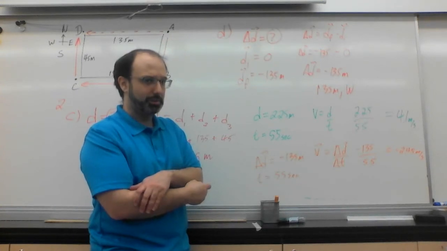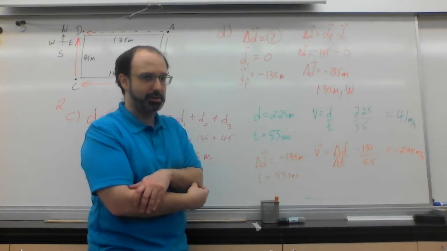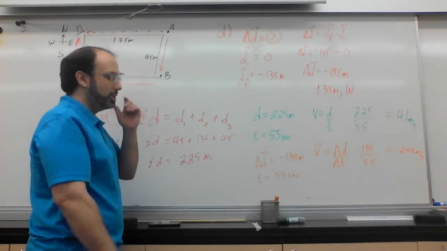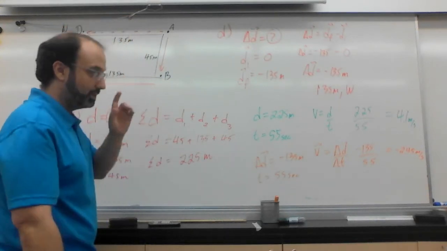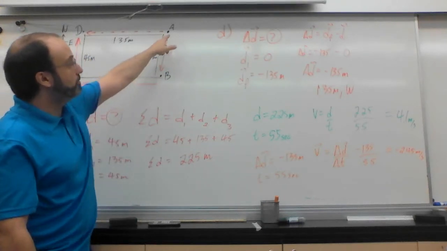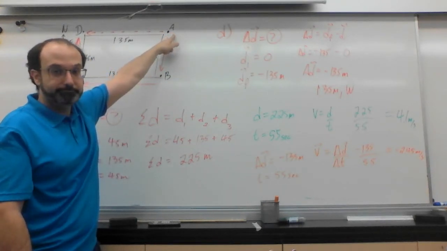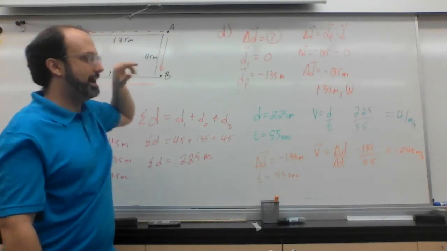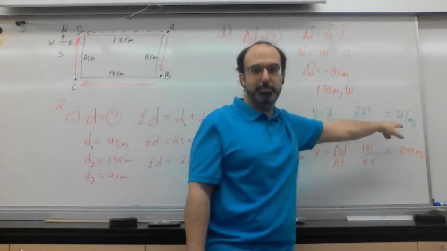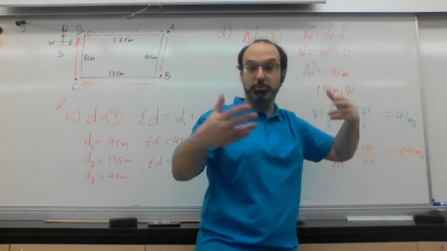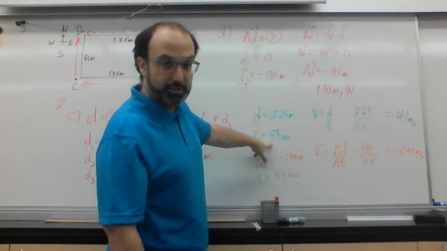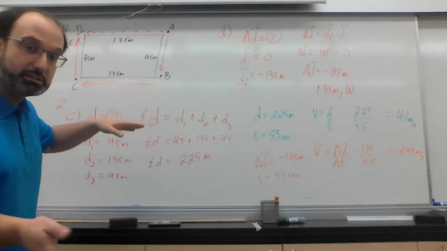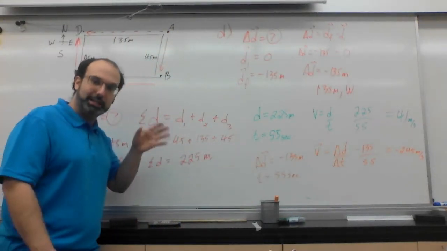Displacement is a straight line from start to end. Distance is the whole trip. You can almost imagine it like this. If you started at A and you went B to C to D, and if you traveled at 4.1 meters per second, you would arrive in 55 seconds. Okay, so I'm telling you what would happen. If you went that fast, you would get there in slightly less than a minute.